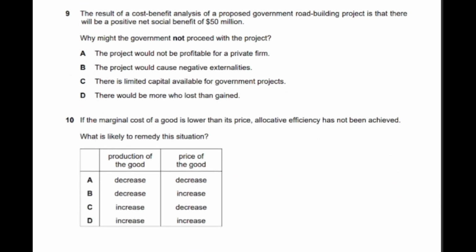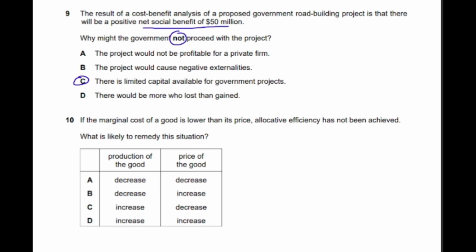Question number 9 says the result of a cost benefit analysis of a proposed government road building project is that there will be a positive net social benefit of $50 million. Why might the government not proceed with the project? Even though its social benefits are high, why would a government not proceed with this project? Correct answer is C.